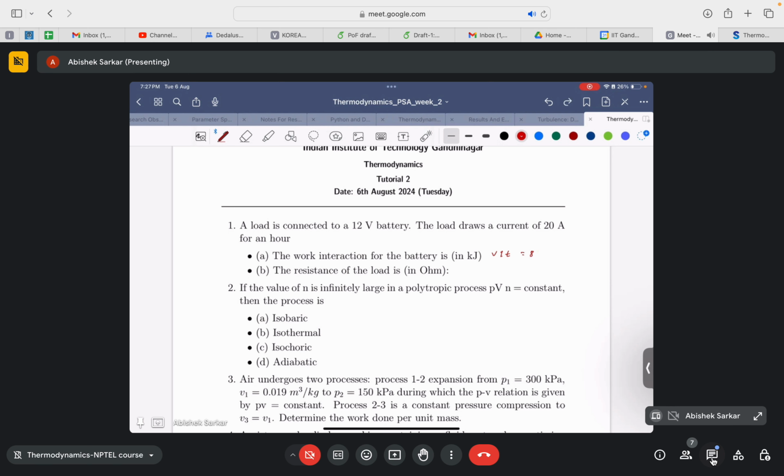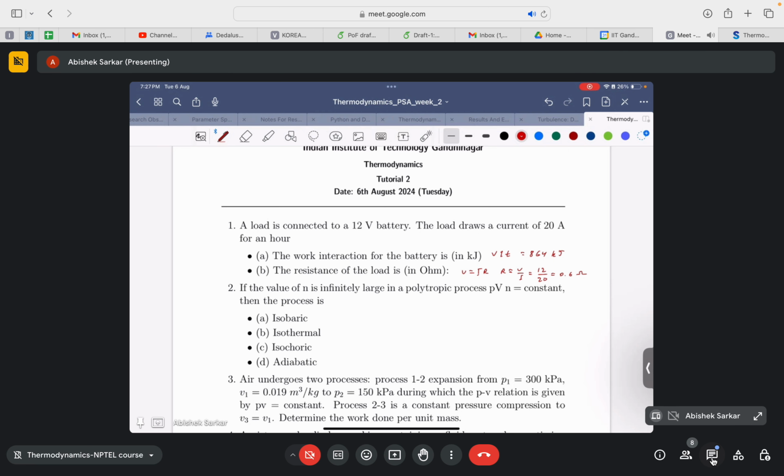And the second question, what is the resistance of the load? Simple, just use the Ohm's law. V equal to IR, R equal to V by I. Yes, exactly, it is 0.6 ohms. Now look at the second question.